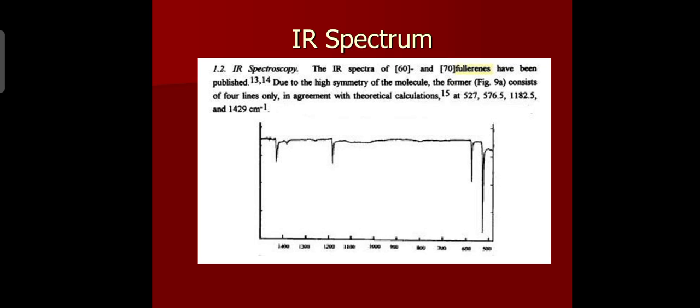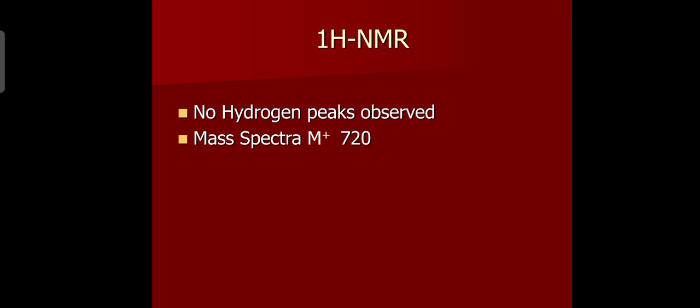The IR spectrum shows 4 peaks at 527, 576.5, 1182.5 and 1429. No hydrogen peak is observed. It means the C60 molecule does not have any hydrogen. The mass spectrum shows 720. The atomic weight of carbon is 12, so it means they have 60 carbon atoms.